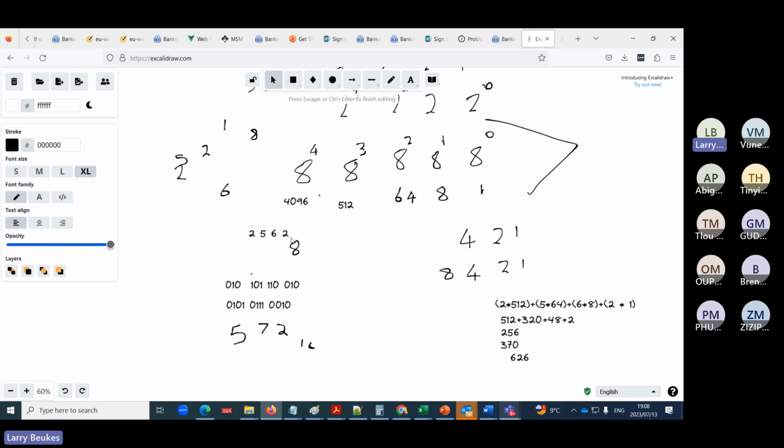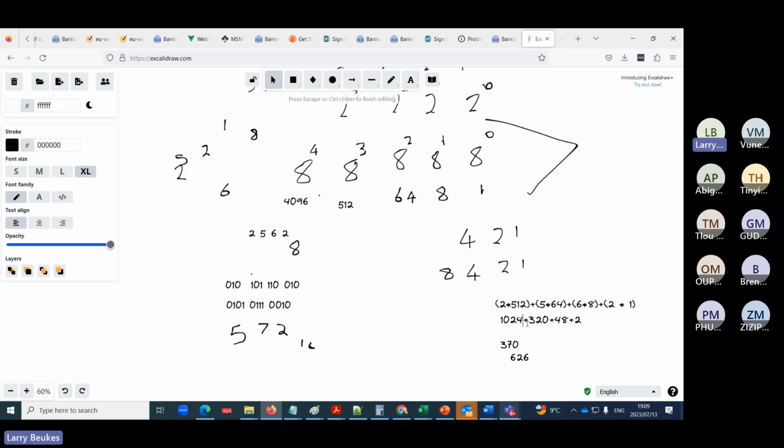So now we're gonna take this. We're going to say 2 multiplied by this 1, 6 multiplied by this 8, 5 multiplied by this 64, 2 multiplied by this 512, right? Oh, now I see. I think we were the ones who made a mistake. So now 2 multiplied by 512 is 1024. Everything here is correct now.